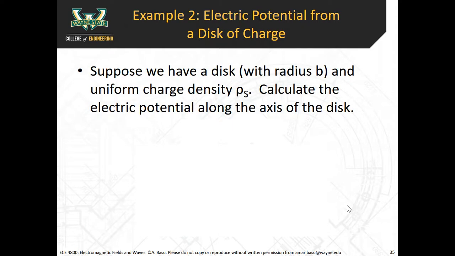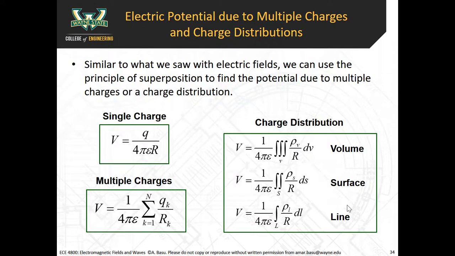So in the last 10 minutes, I think we'll have enough time to try this problem. Suppose we have a disk with radius b, uniform charge density rho s. Calculate the electric potential along the axis of the disk. Keep in mind, this problem is not asking you to calculate the potential everywhere in 3D space. It's only asking you to calculate the potential along the z-axis. All right, so once everyone has that formula down, I'm just going to put this up on the board.